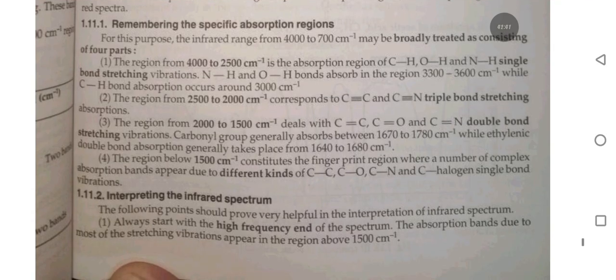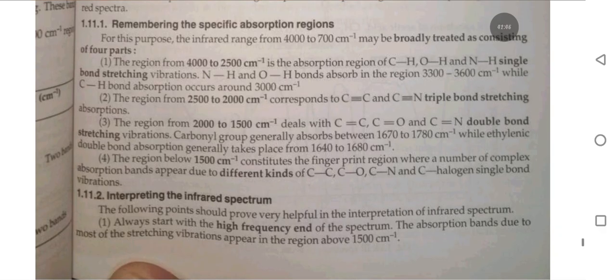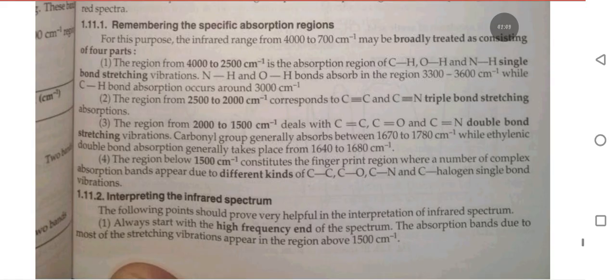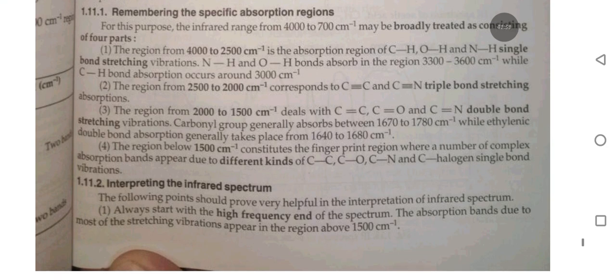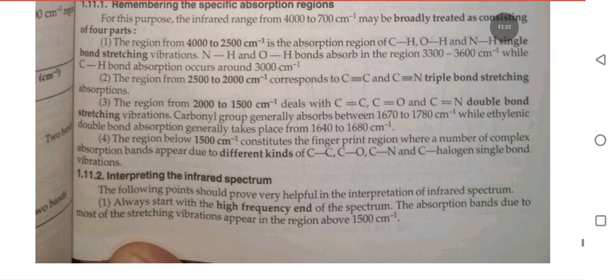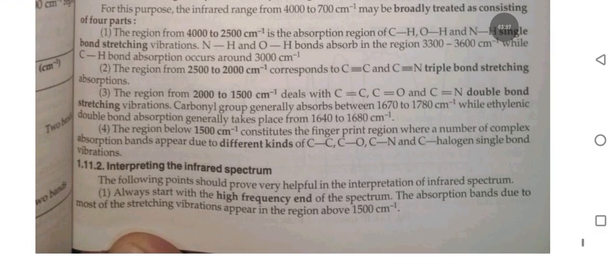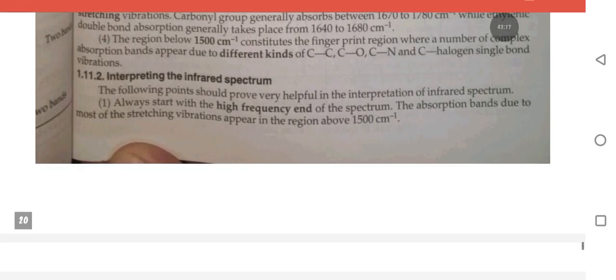Carbonyl groups generally absorb between 1670 to 1780 cm⁻¹, while ethylenic double bond absorption generally takes place from 1640 to 1680 cm⁻¹. The region below 1500 cm⁻¹ constitutes the fingerprint region, where a number of complex absorption bands appear due to different kinds of C–C, C–O, C–N and C–halogen single bond vibrations.